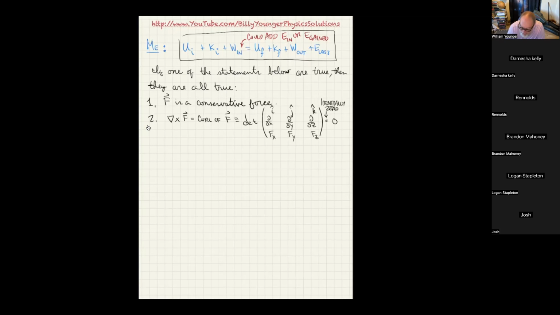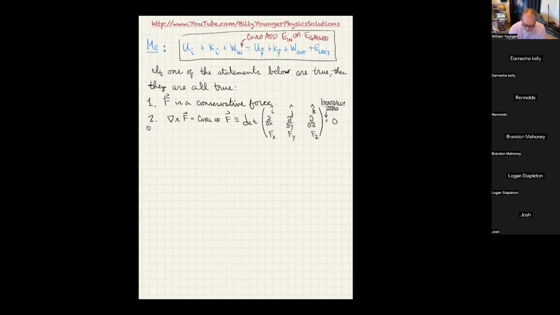Now, what does identically 0 mean? Identically 0 means when you do all this crazy computation, it'll just come out to be 0 i hat plus 0 j hat plus 0 k hat. You don't have to choose a specific x or a specific y or a specific z, or a specific time. You don't have to pick any of those with any specificity. It's automatically going to be 0.